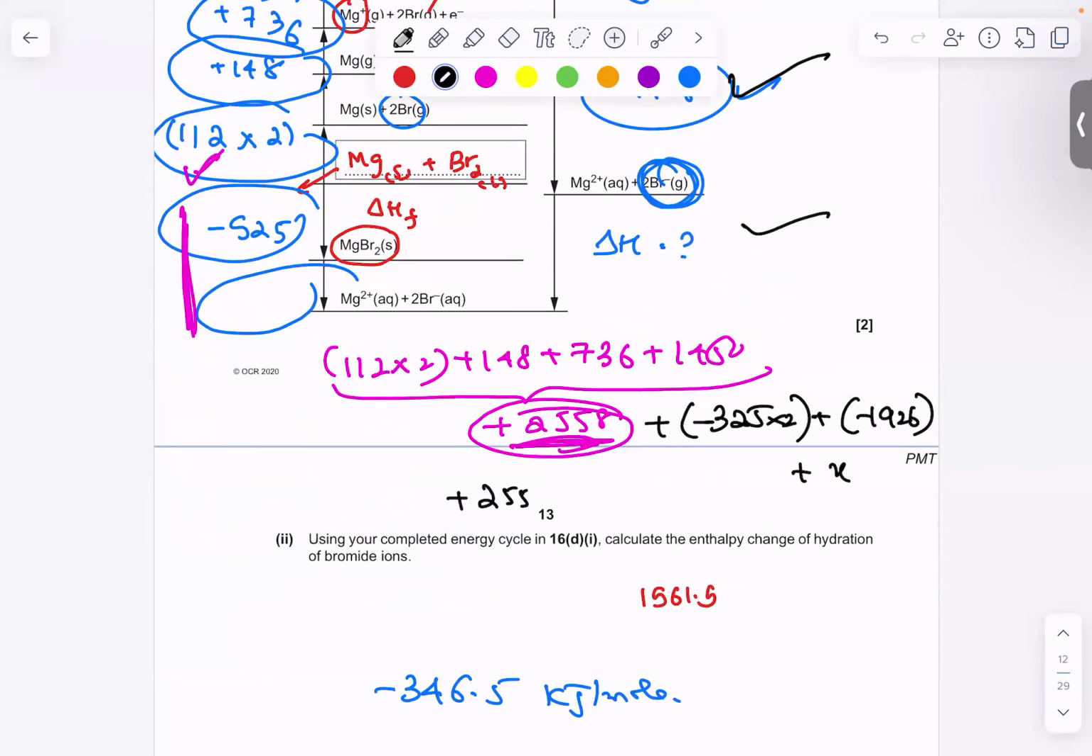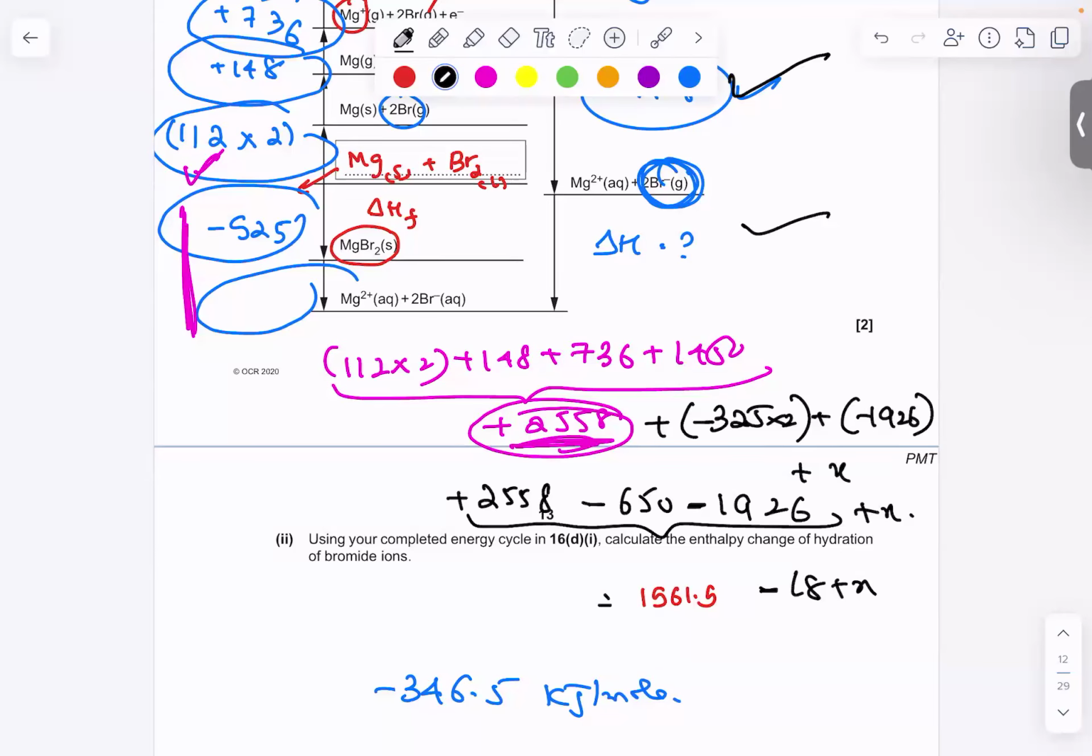So plus 2558 minus 650 and minus 1926. Now add them up, right? So what would it be? 2558 minus 650 and minus 1926. Is it clear? Plus x. Yeah, I got 18. So it would be minus 18 plus x.